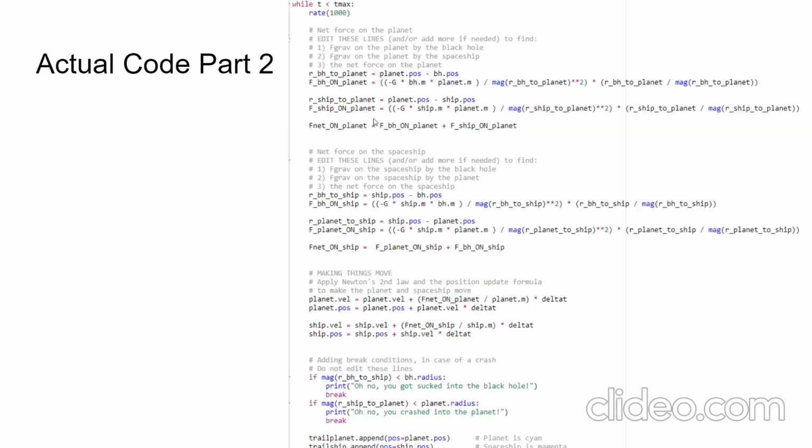For the actual code, we're just finding the gravitational force of the black hole on the planet, the ship on the planet, and then the net force together, which is just adding those two forces. And then we find the gravitational force of the black hole on the ship, and the gravitational force of the planet on the ship. And then we find the F net of the forces on the ship, which is just adding those two forces together. All these gravitational forces can be found using the opposite of G times m over r squared that we denoted in the beginning of the slides. And then let's wait for that.